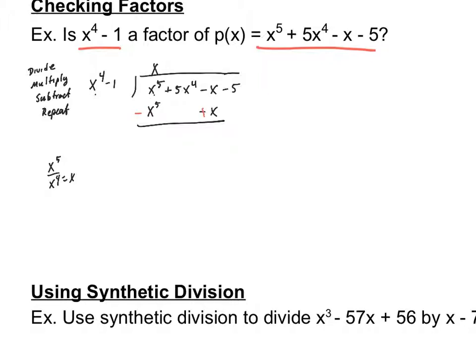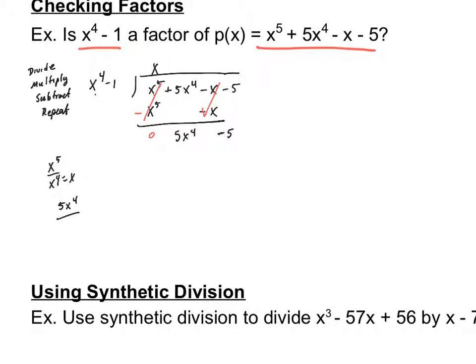And in doing so, that cancels out to 0. I'm going to bring everything down, and I'm going to bring down 5x to the fourth. This cancels out to 0, and minus 5. Let's see, so I'm going to do my division here.